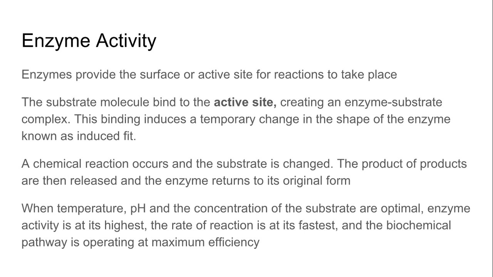Enzymes provide an active site for reactions to take place. The area in which the substrate binds to the enzyme is known as the active site. Once the enzyme binds with the substrate, they create what is called an enzyme-substrate complex. The binding induces a temporary change in the shape of the enzyme, known as an induced fit. Once the chemical reaction occurs and the substrate is changed, the products are released and the enzyme returns to its original form. When the temperature, pH, and the concentration of the substrate are optimal, the enzyme activity is at its highest, the rate of reaction is at its fastest, and it's operating at maximum efficiency.